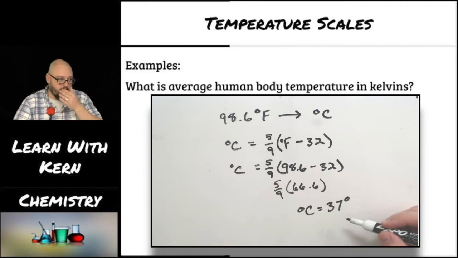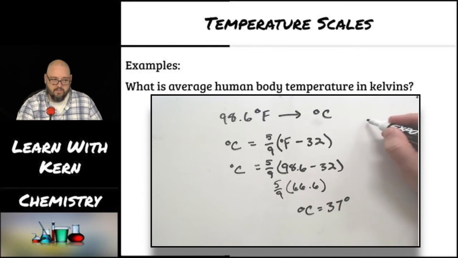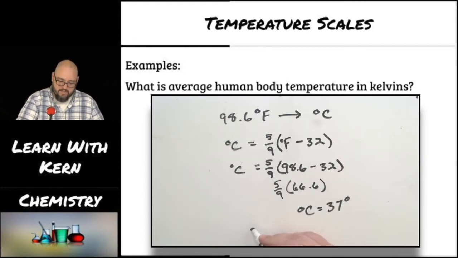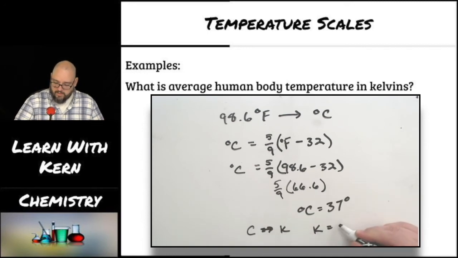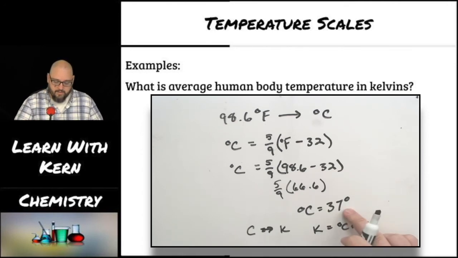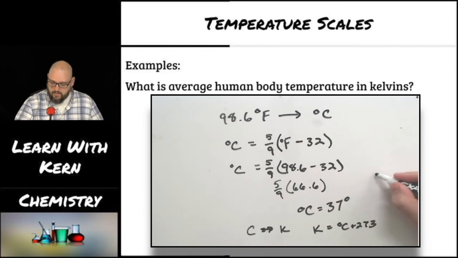So the question, though, wants it in kelvins. So then to go from Celsius to Kelvin, my Kelvin temperature is going to be my Celsius temperature plus 273. So I simply take my 37 and I add 273 and I get 310 kelvins.